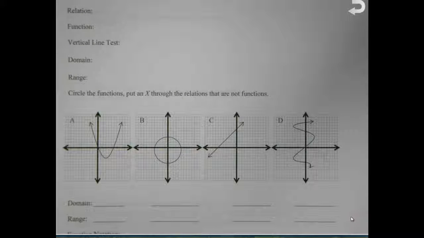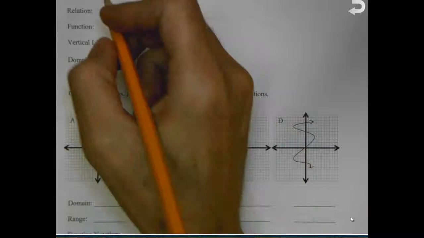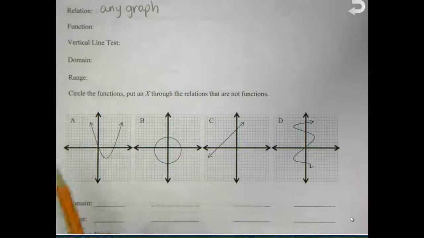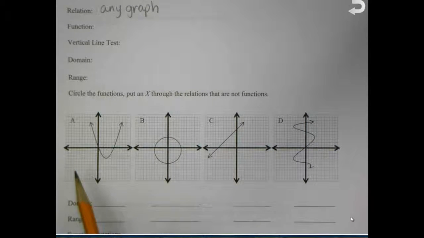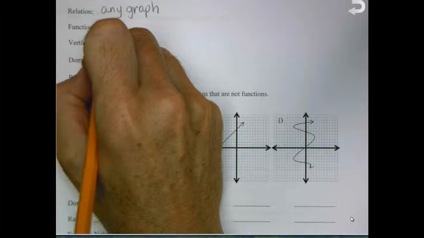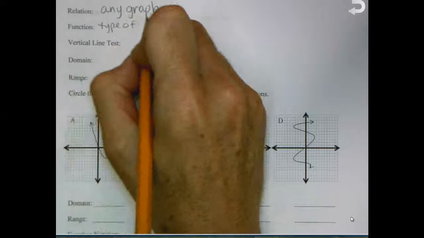We'll start by defining a couple of terms that will help us when we're dealing with functions. And the first term is relation. A relation is just any graph. Any two kinds of values that you can relate to one another and put on a rectangular coordinate system is a relation. A function is a special type of relation.